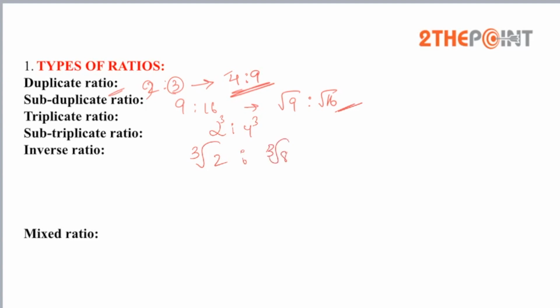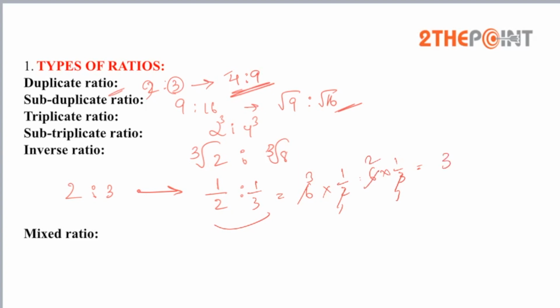Inverse ratio: making the numerator the denominator, and again using LCM to make it into a ratio, is called inverse ratio. For example, 2:3. The inverse ratio of this is 1/2 is to 1/3, which equals the LCM of 3 and 2, which is 6, into 1/2 is to 6 into 1/3, which equals 3:2. So 3:2 is the inverse ratio of 2:3.